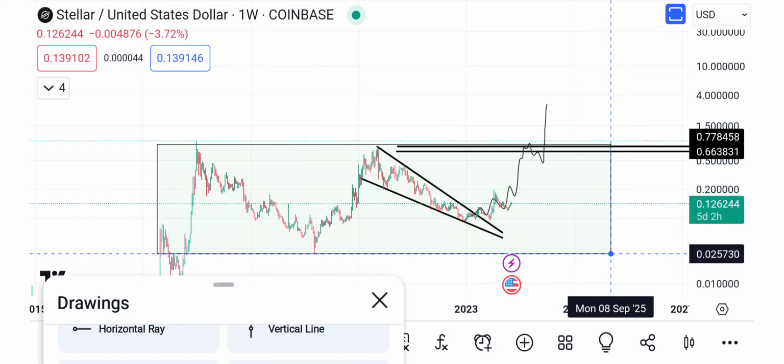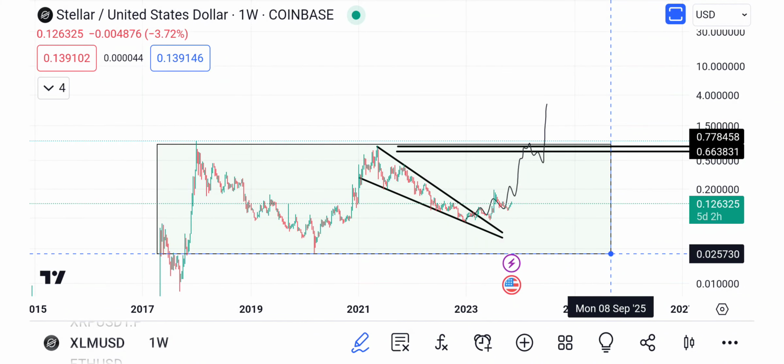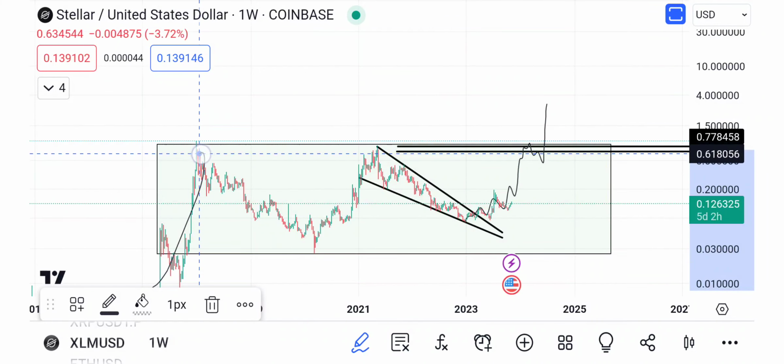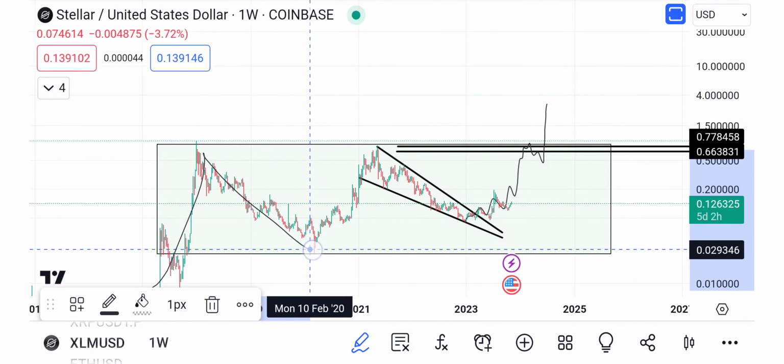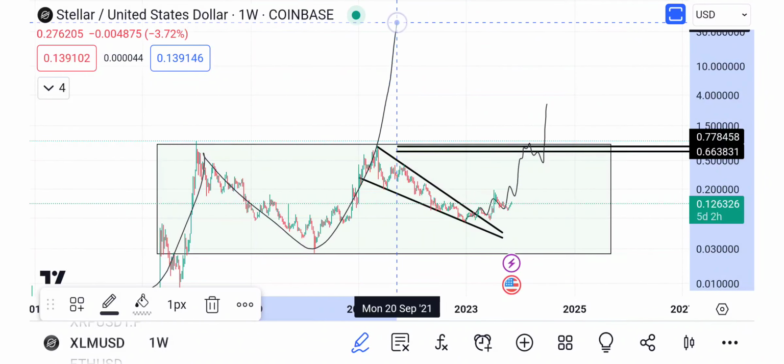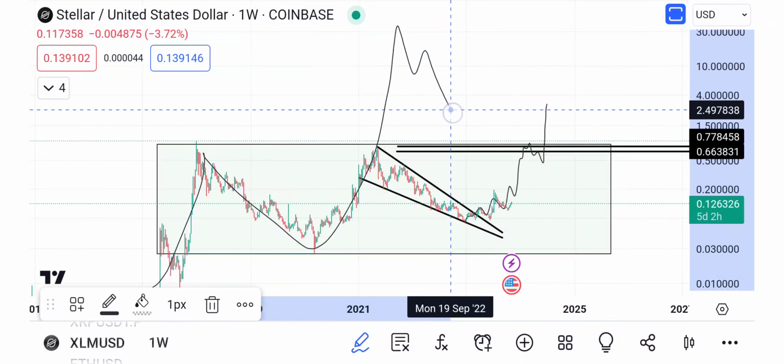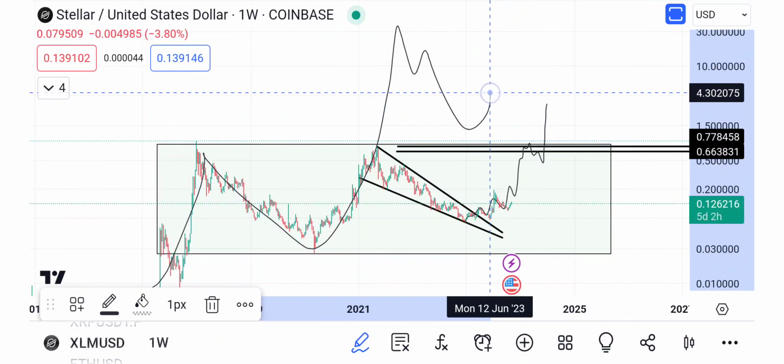So basically, most coins did this. They had their 2017 top, they had their bear market, and then they went up into an all-time high, and now they're in their bear market, and maybe they're retracing a little bit.